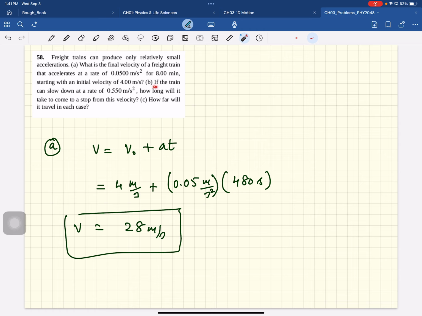Now, again, if the train can slow down at a rate of 0.55 meters per second square, you see, again, this is a safety feature. The deceleration, the braking acceleration is 10 times greater than that. Okay. This is excitement stuff. This is safety stuff. Okay.